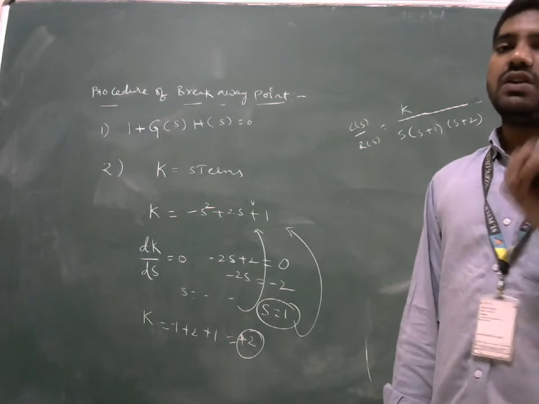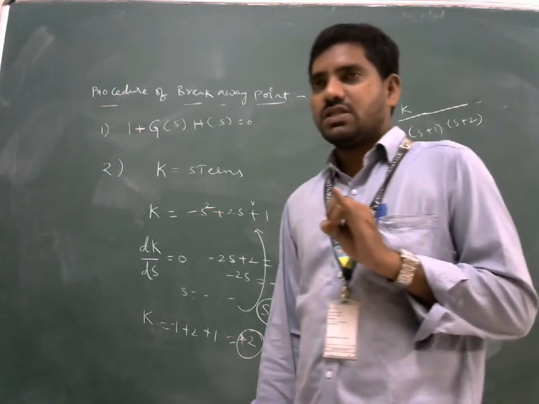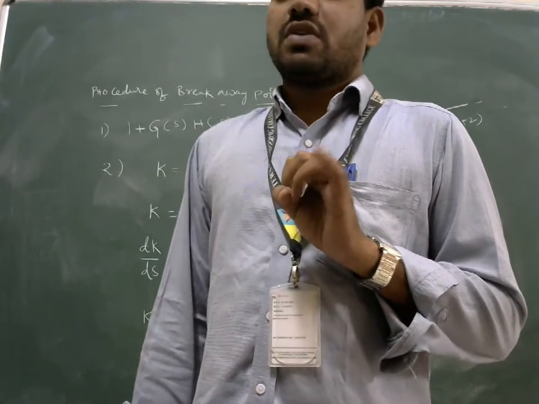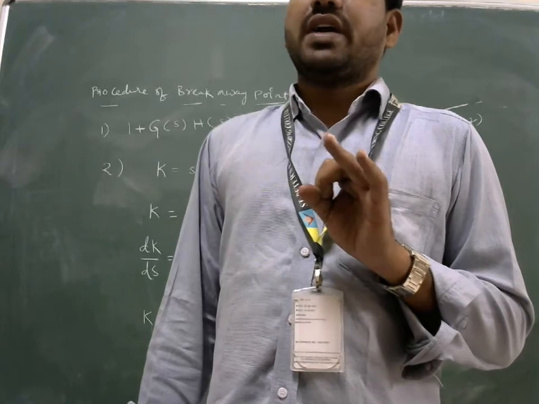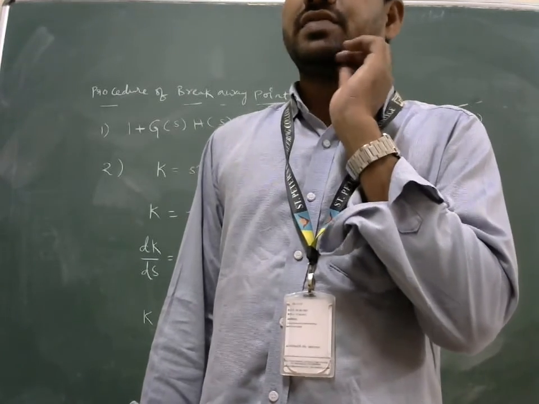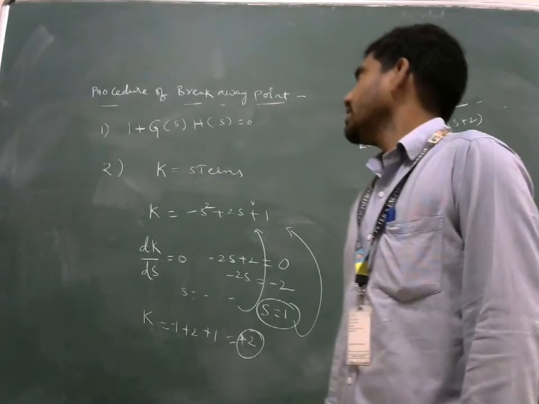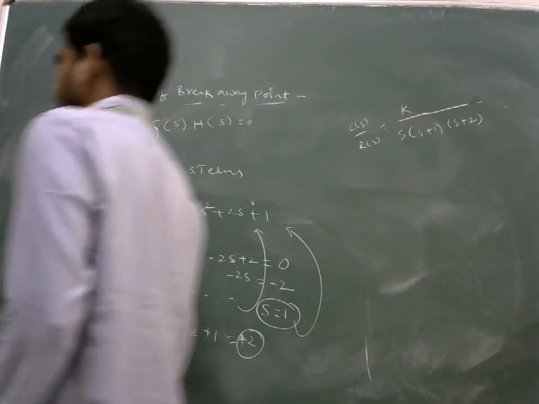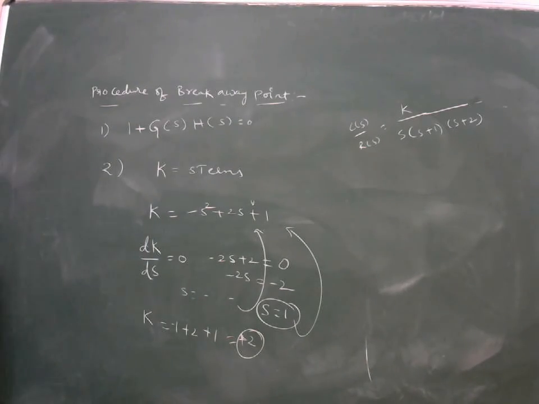First rule is location of poles and zeros. The second rule is the determination of root locus on the real axis. And the third one is finding the centroid and angle of asymptotes. And the fourth one is the procedure of breakaway point: how we are going to find that breakaway point. These are the things we have.